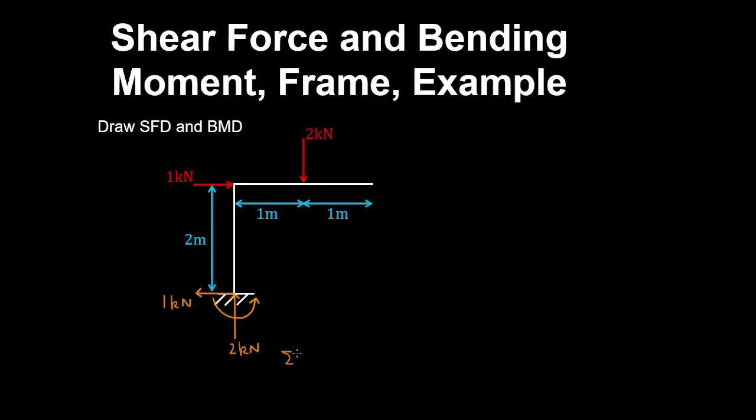So if we take a sum of moments about this support, with our usual convention, then we have the moment M minus 1 kilonewton by the moment arm, and then minus 2 kilonewtons by the moment arm, which both cause a clockwise moment. So therefore the moment reaction is 4 kilonewton meters. And now let's first draw in our shear force diagram.